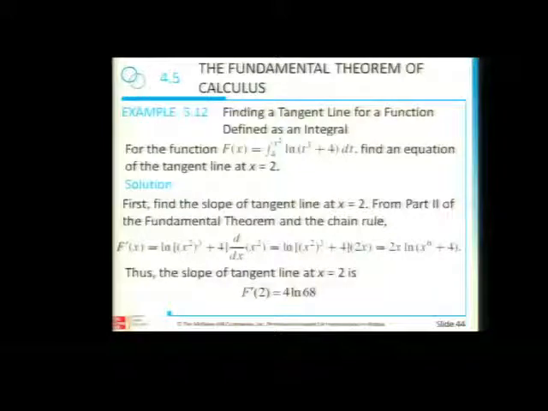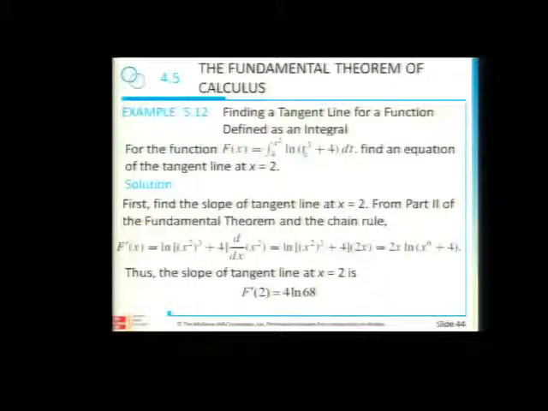fundamental theorem part 2 with the help of the chain rule, of course, because the upper limit is not x, right? So like the previous example, we let x squared be u. So this upper limit becomes u, and then we can differentiate this with respect to u, and according to fundamental theorem part 2, this will be log of u cubed plus 4.